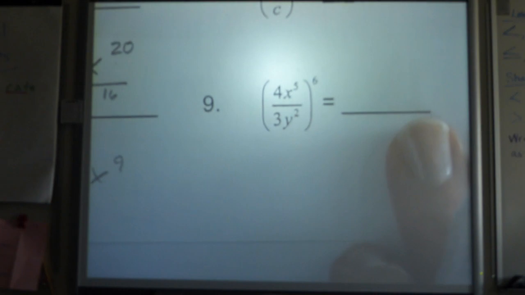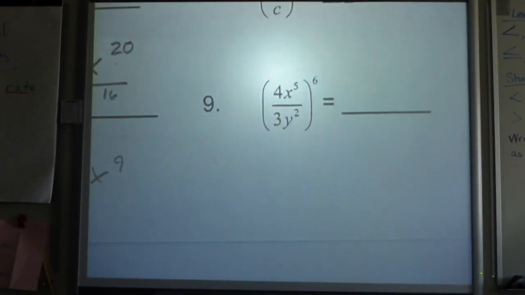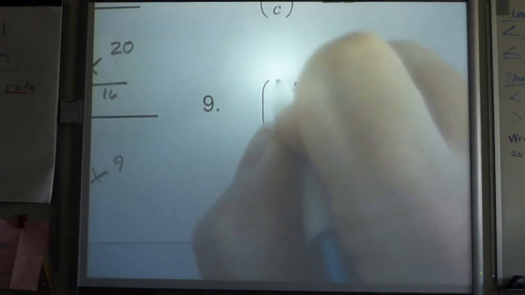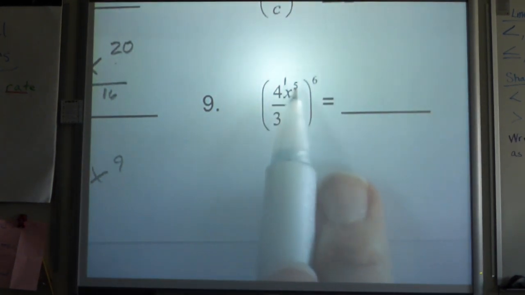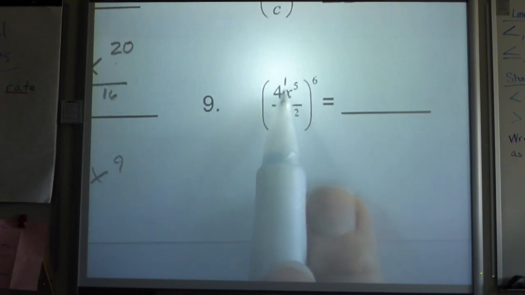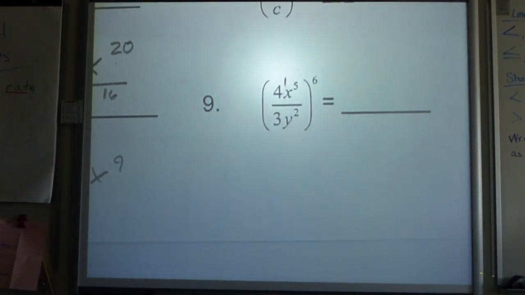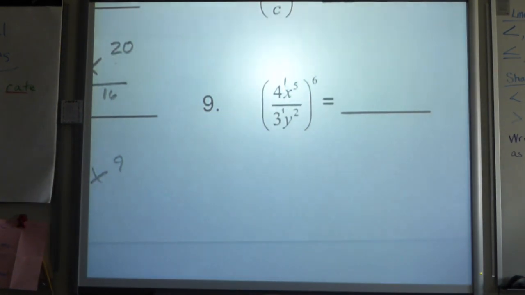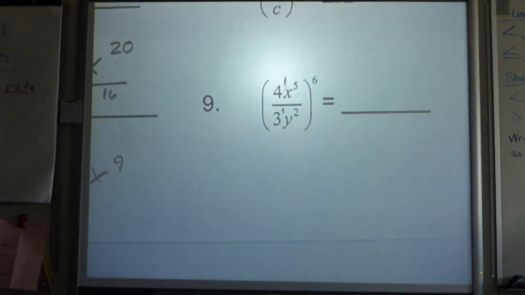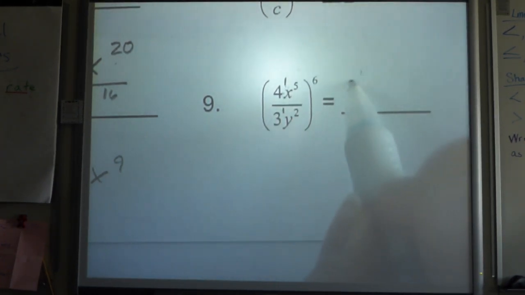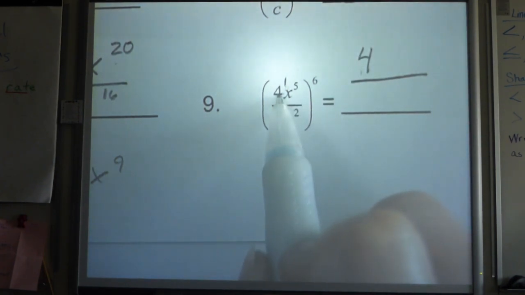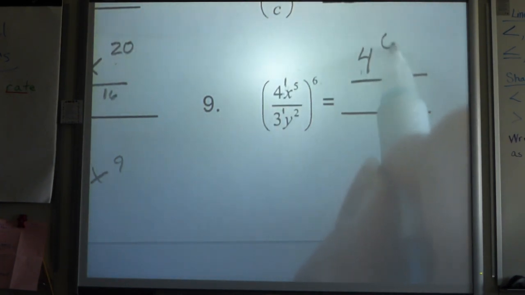Okay, number 9. What's the power on our 4 right now? 4 to the 1st. Remember, only the x is raised to the 5th power. This has a power of 1. When there's no power written, we understand that it's to the 1st power. What's the power on my 3? Right now it's 3 to the 1st. Okay, then everything gets raised to the 6th power. So that means I have 4 times 4 times 4 times 4 times 4 times 4, or 4 to the 6. 4 to the 1 times 6, 4 to the 6.